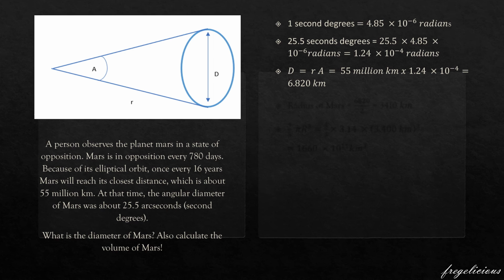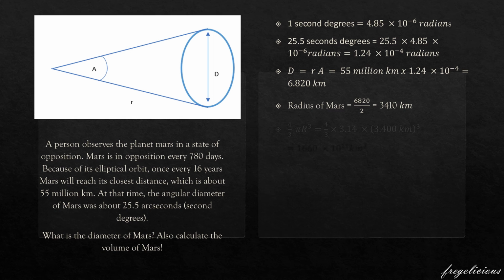Then we are looking for its radius. The radius is half of its diameter, so its diameter divided by 2 equals 3410 kilometers. Subsequently, as we round the number to the nearest 100, it will be 3400 kilometers.